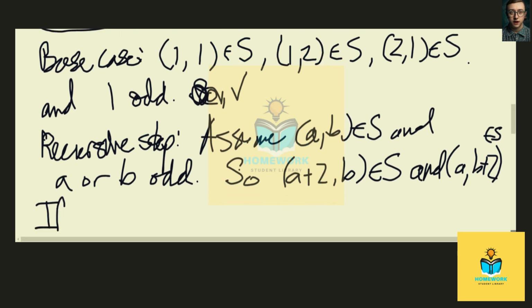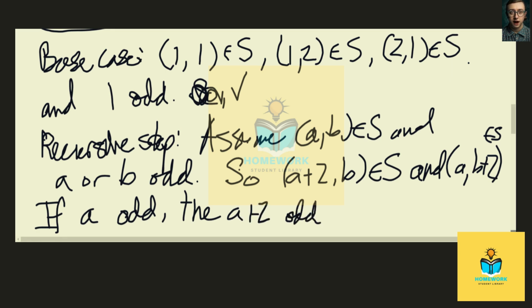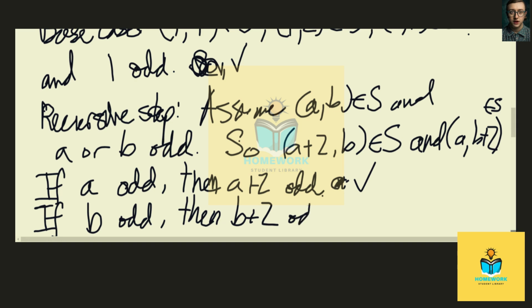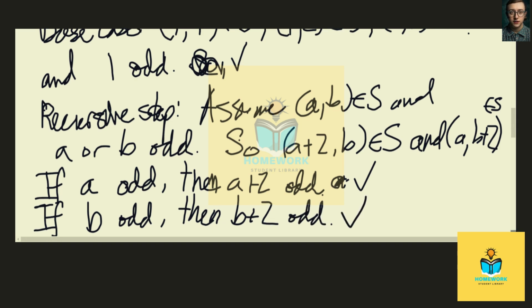So if A is odd, then we have that A plus 2 is odd. And so the recursive step checks out in that way. Now, if B is odd, then it follows that not only is B odd, but B plus 2 is odd. So both pairs have a coordinate which is odd. This checks out.